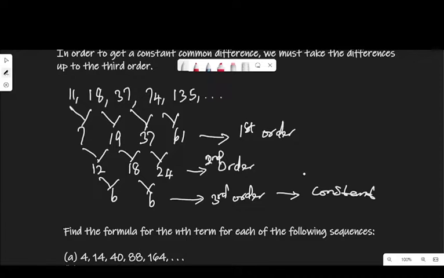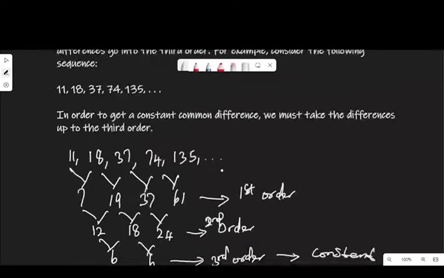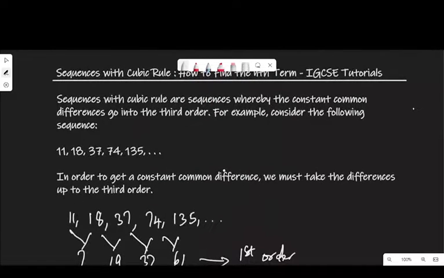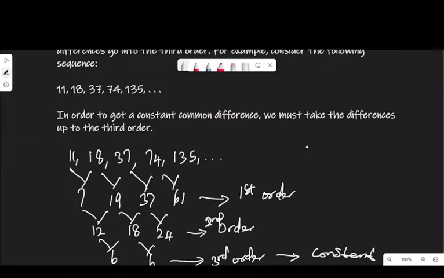So any sequence whereby, before you can get a constant difference, you must take the differences up to the third order level, such a sequence is called a cubic sequence or sequence with cubic rule. Now, how can we get the nth term of such a sequence? The general formula for sequences with cubic rule has an to the power of 3, and this is exactly why they are called cubic rule. The highest power of n is 3.